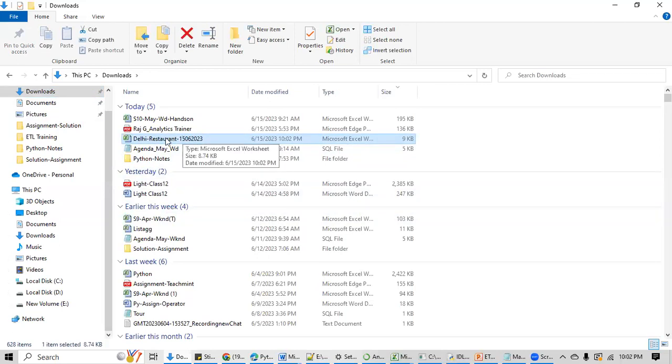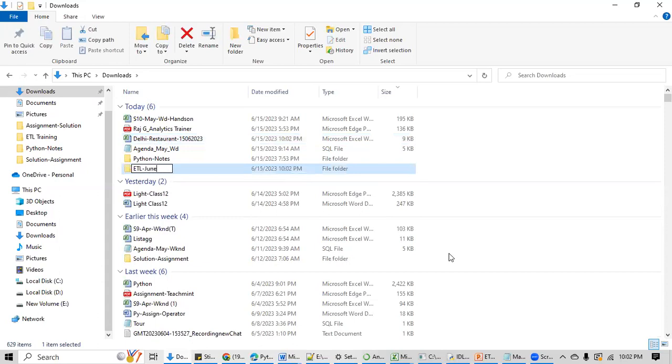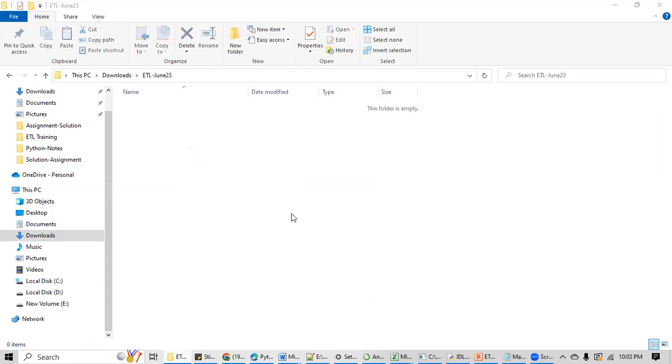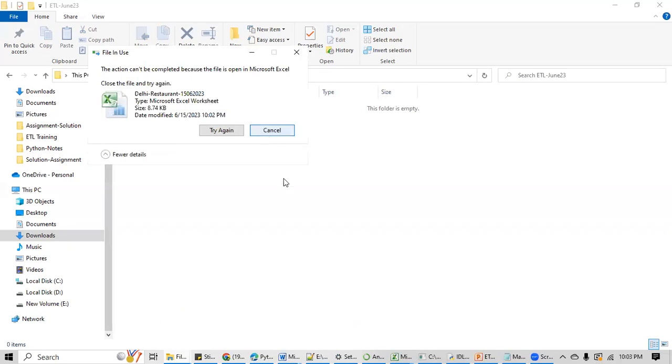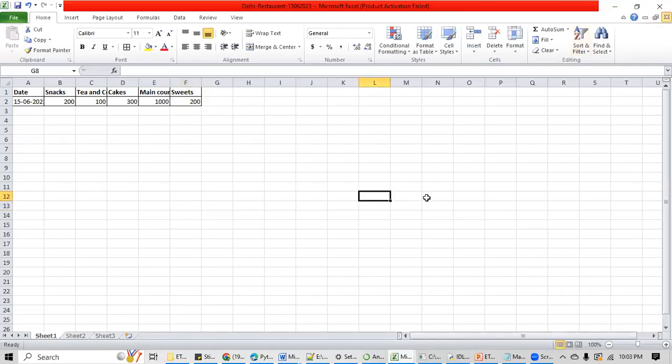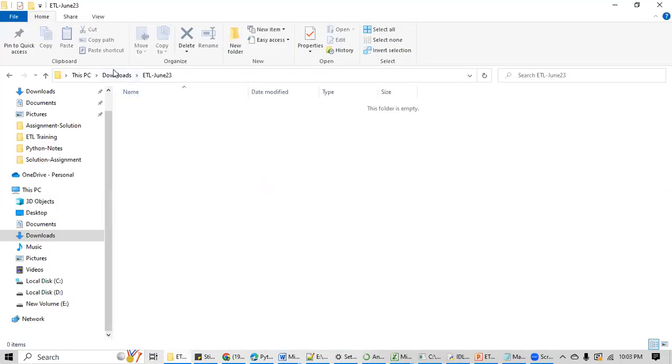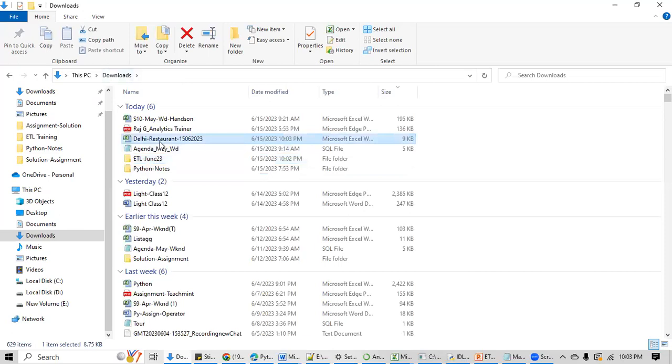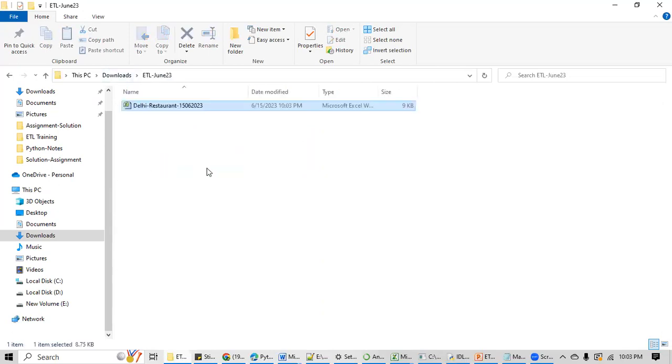This is the file. You can see Delhi restaurant 15 June 2023. Okay, suppose this is the file. Let me make one more sheet here. This is ETL June 23. One minute, I'll make a separate folder for this. Now the Delhi restaurant has sent this file to you.